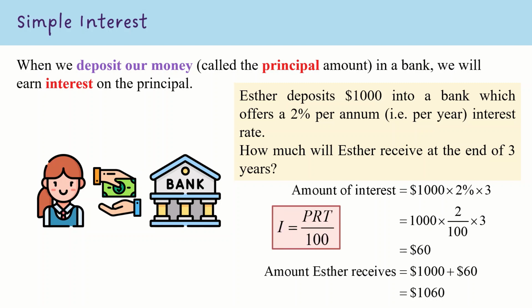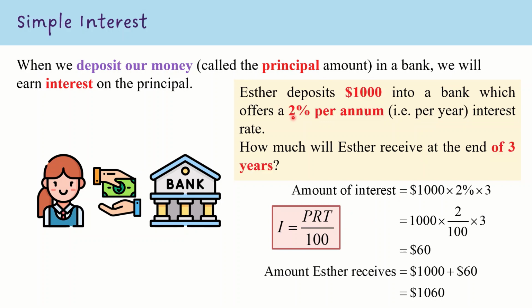So we could simplify this process into a formula which reads as I equals to PRT over 100, whereby P refers to the principal, R refers to the interest rate. We no longer need to do the percentage because the divide by 100 accounts for the percentage, and then T would actually be the number of years. So in this case, we have 1000 for P, 2% for R, and then 3 for the T.